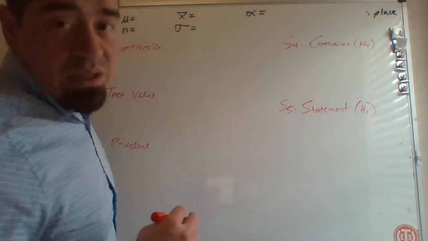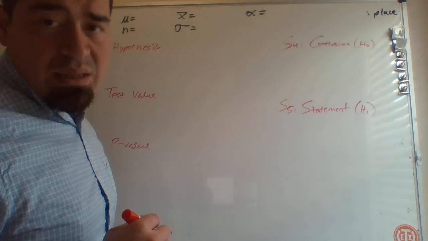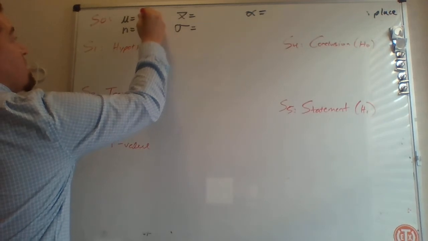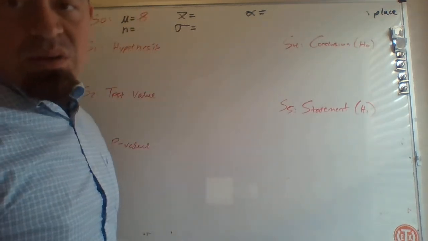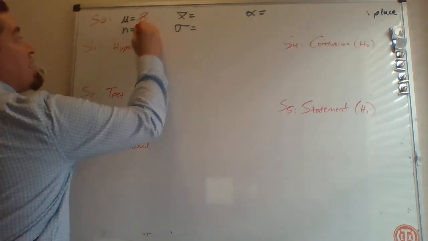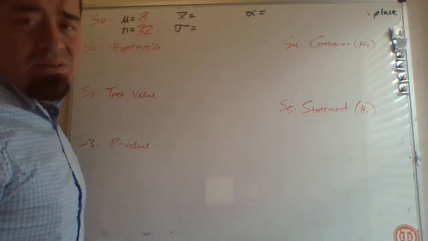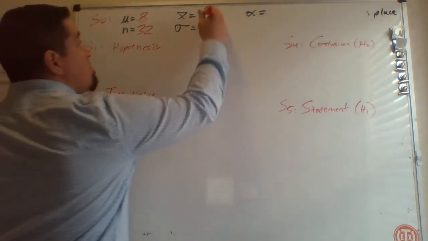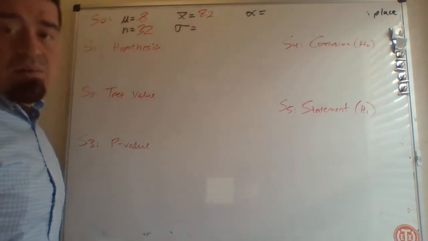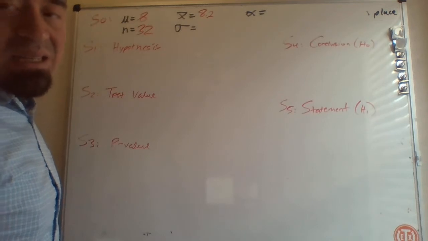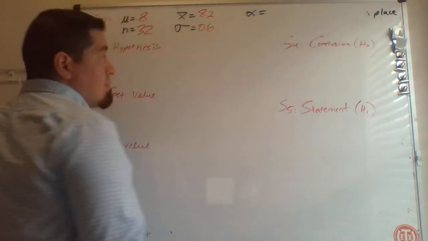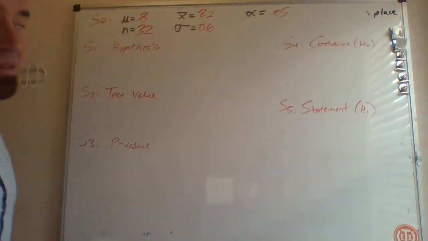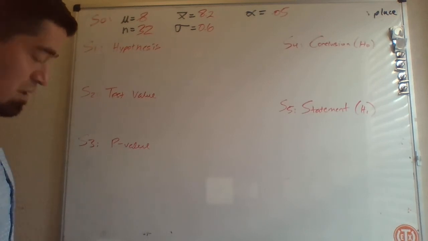So first things first, step 0, write down what we know. The claim is that the average wind speed in a certain city is 8 miles per hour, so I'm going to put that as my mu. Also a sample of 32 days, that would be n, my sample size. The sample mean was 8.2 miles per hour. The standard deviation of the population is 0.6. So we're given population standard deviation with an alpha of 0.05. Okay, so that's our step 0. We lay down all the facts that we have, and then we'll jump into the null hypothesis.